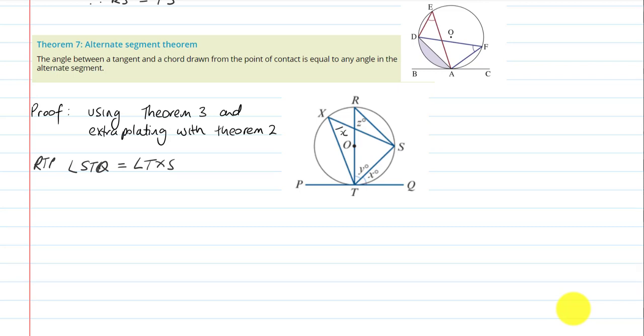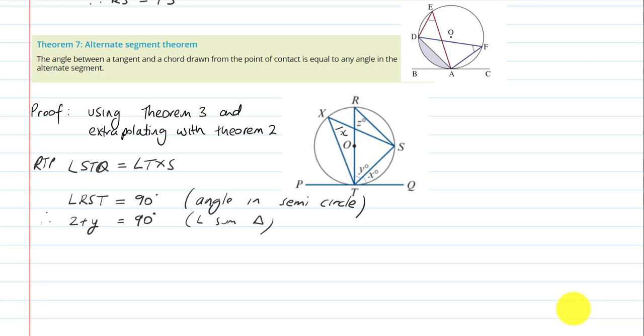We're going to do this by creating triangle TRS. In triangle TRS, we know that angle RTS equals 90 degrees. That's the angle in a semicircle. And so therefore, we know that Z plus Y equals 90 degrees, because the angle sum of a triangle is 180. And that means that Z is equal to 90 minus Y, with a bit of rearrangement.